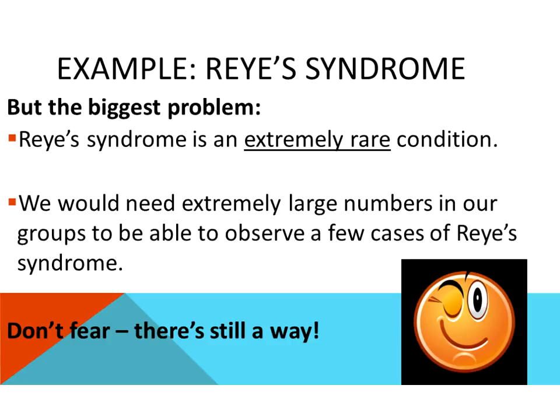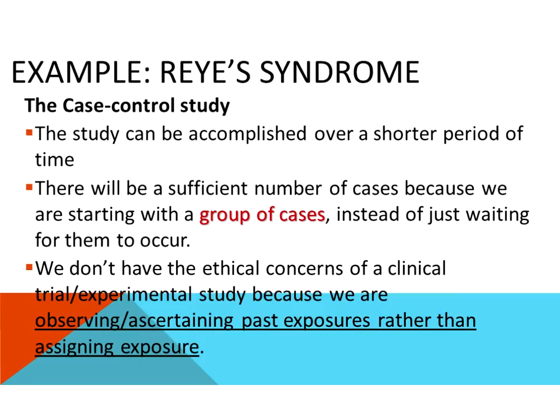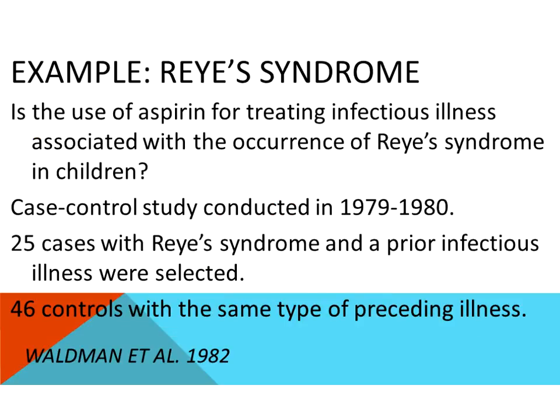So Reye's syndrome is extremely rare, and we would need a really large population if we were going to do either an intervention or a cohort study. Some of these numbers are true numbers that came from the 1982 study. He had 25 cases of Reye's syndrome with children with prior infections, viral illnesses, and 46 controls with the same type of illness, but who did not develop Reye's syndrome. So your cases had it, your controls didn't.